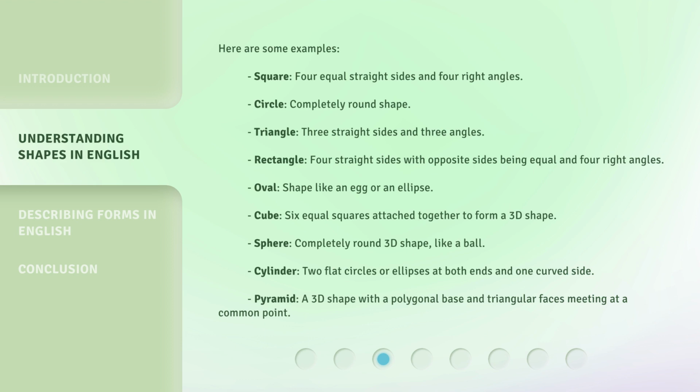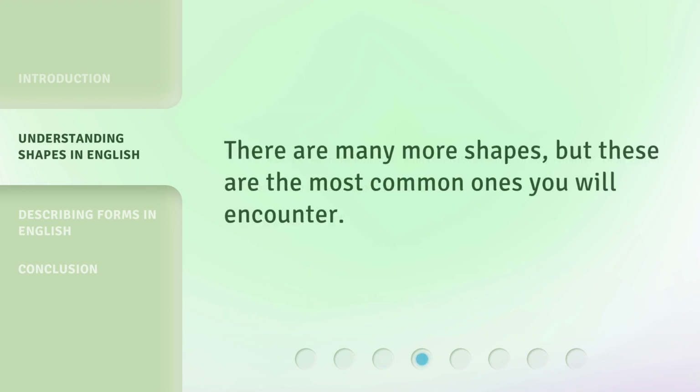Cube: 6 equal squares attached together to form a 3D shape. Sphere: completely round 3D shape, like a ball. Cylinder: 2 flat circles or ellipses at both ends and 1 curved side. Pyramid: a 3D shape with a polygonal base and triangular faces meeting at a common point. There are many more shapes, but these are the most common ones you will encounter.